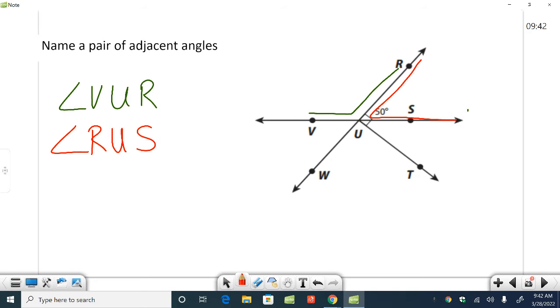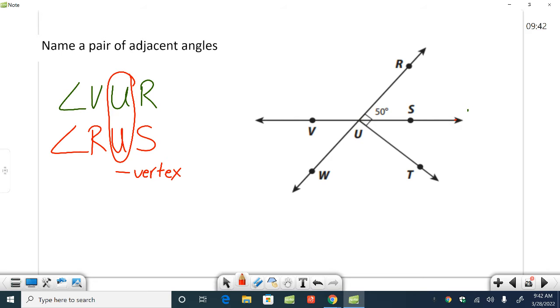Are there any other adjacent angles in here? Yeah, there's this one, there's this one, there's this one, and this one. There's so many different adjacent angles, I can't give you all of them at the same time. But that's just an example, and notice how we put the vertex in the middle. That's how we label our angles.